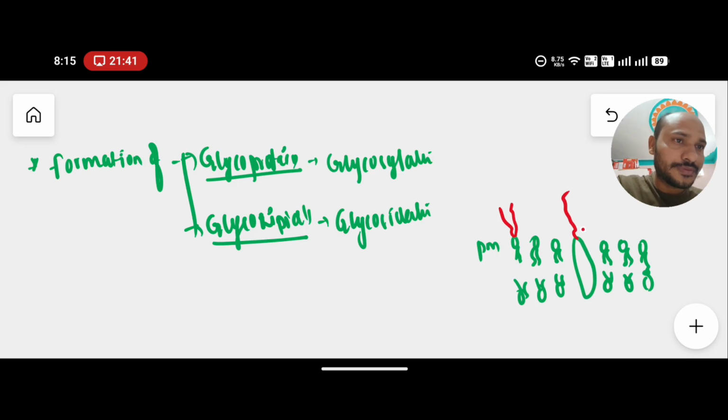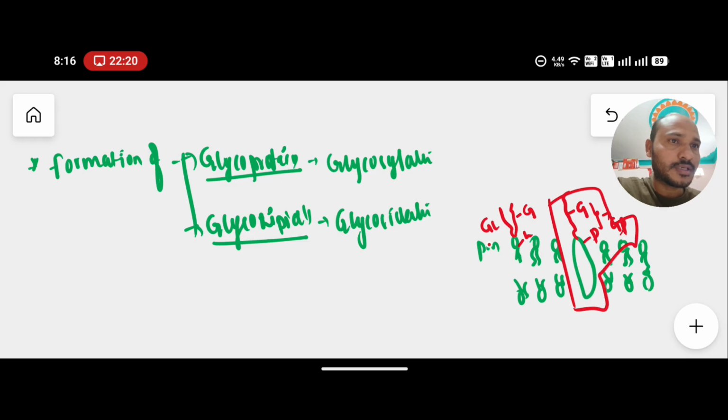And here if this carbohydrate or glycogen is attached to this protein, then together they form a glycoprotein structure. If glycogen or carbohydrate is attached to this lipid, then glycolipids are formed. So generally the plasma membrane is made up of glycoprotein and glycolipid structures. They form only in the presence of Golgi bodies. So the Golgi body helps in formation of this glycoprotein structure in the plasma membrane, and also helps in formation of glycolipids in the plasma membrane.